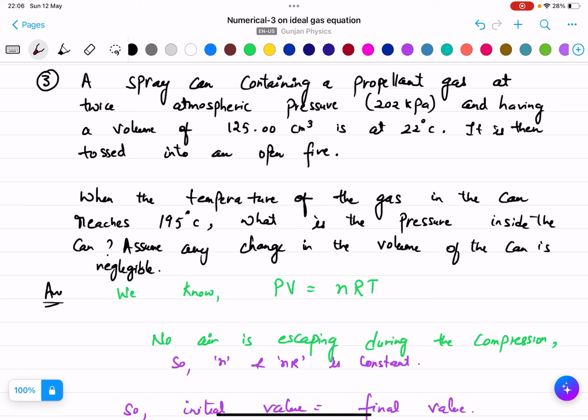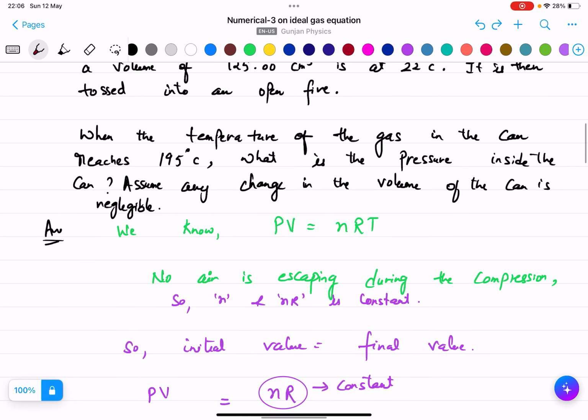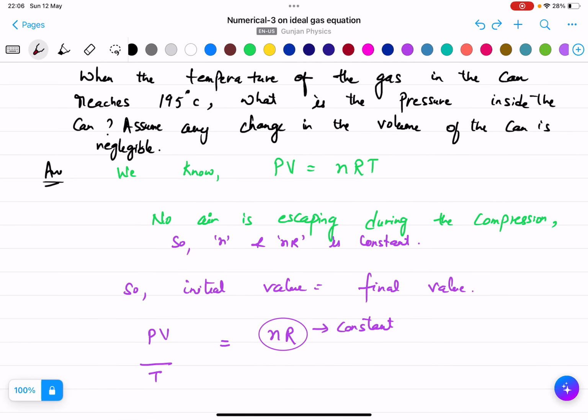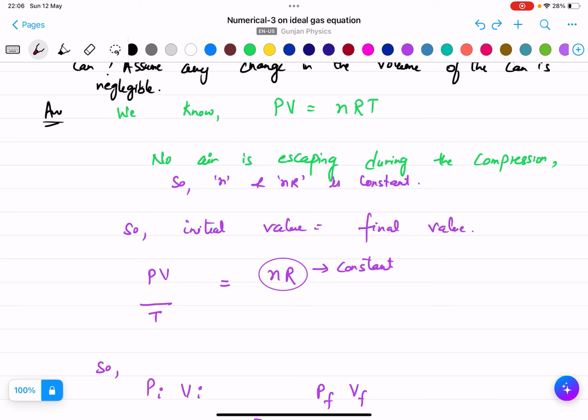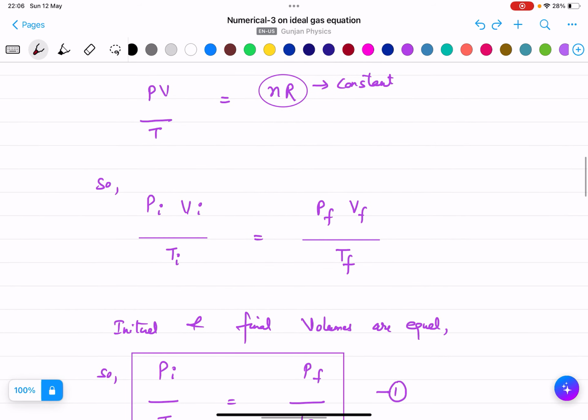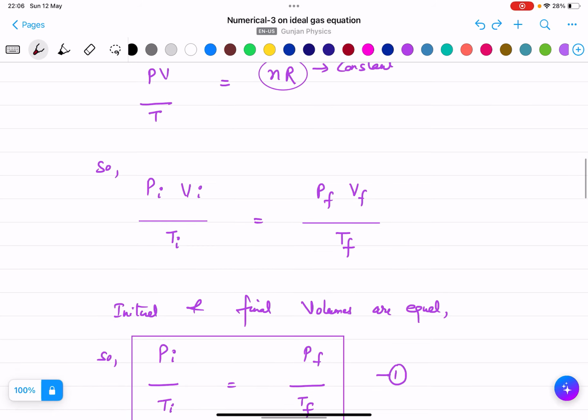Okay. So we know the equation of the gas. It is PV equals nRT. So no air is escaping during the compression, so it is constant. So I can say PV by T equals constant. This thing we all know. So initial equals final. So PiVi over Ti equals PfVf over Tf. Initial pressure, final pressure, initial volume, final volume, and initial temperature, final temperature.